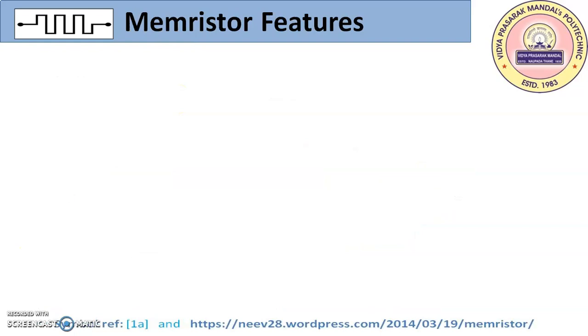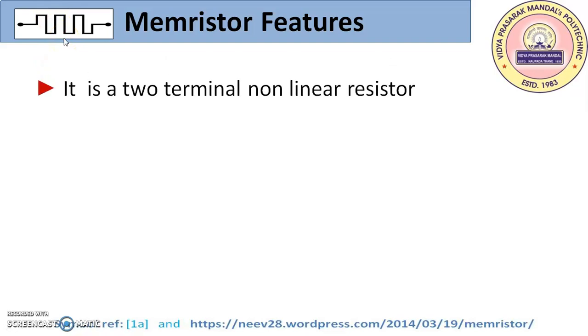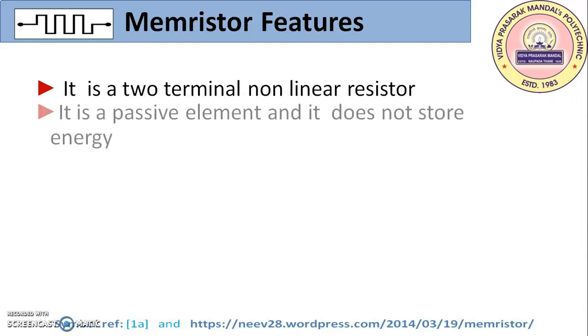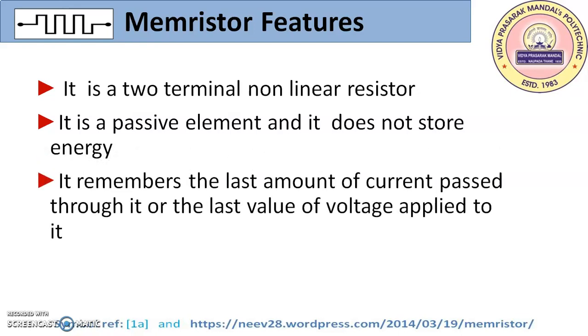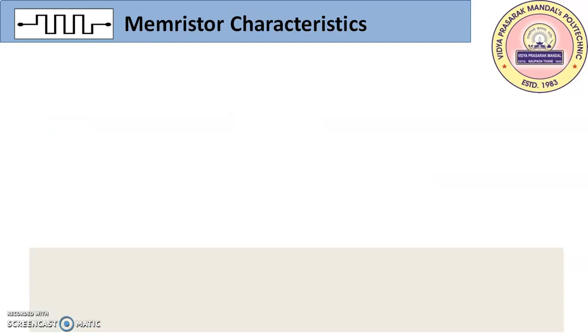Now let us understand the features of memristor. The symbol of memristor is as shown here. Features are: it is a two-terminal non-linear resistor, it is a passive element and it does not store energy, it remembers the last amount of current passed through it or the last value of voltage applied to it. It is a resistor with memory.